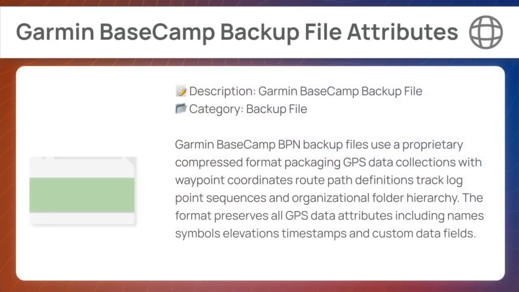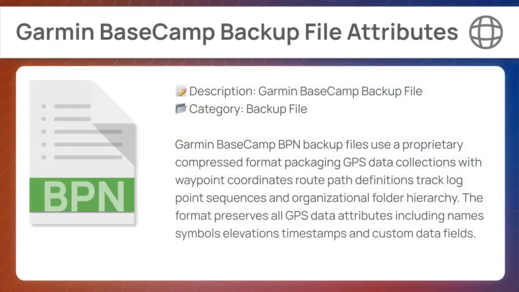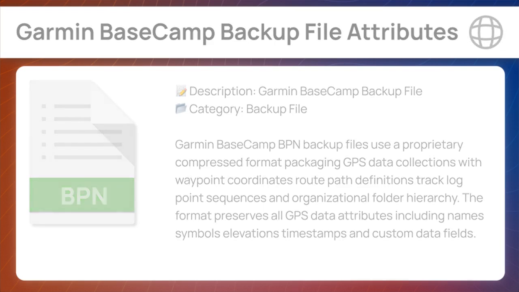Garmin BaseCamp BPN backup files use a proprietary compressed format, packaging GPS data collections with waypoint coordinates, route path definitions, track log point sequences, and organizational folder hierarchy. The format preserves all GPS data attributes, including names, symbols, elevations, timestamps, and custom data fields.